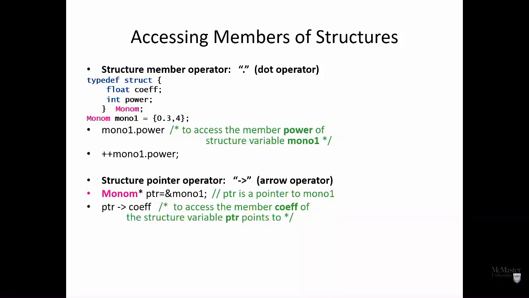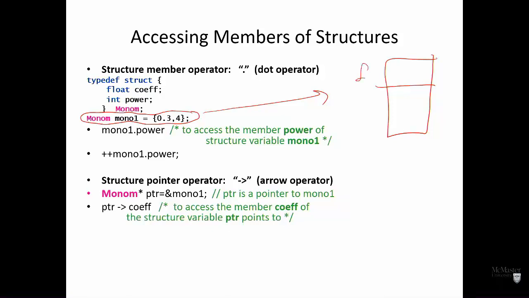What happens in memory is that once you define mono1 using this line, it reserves a place in memory that has a float and an integer. And this is mono1. Now you are taking the address of this mono1 and placing it in the pointer. So now the pointer, PTR, is going to point to the structure mono1.